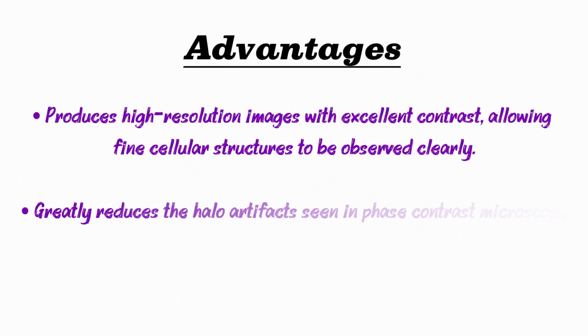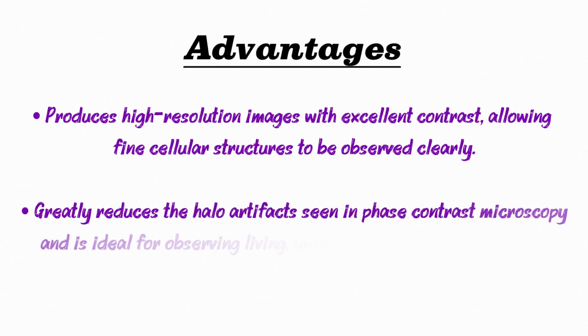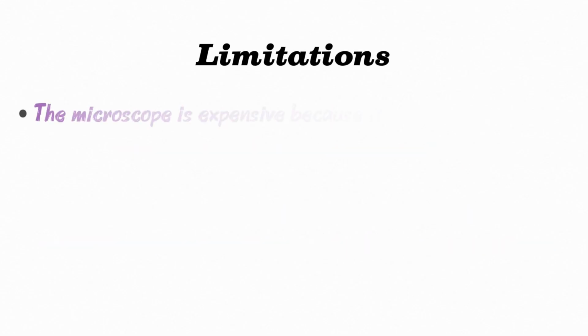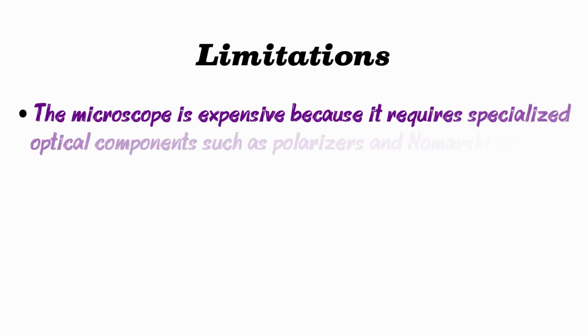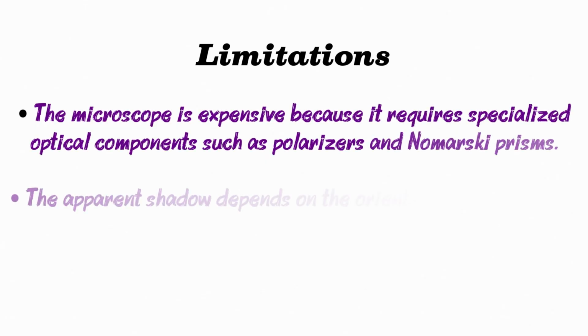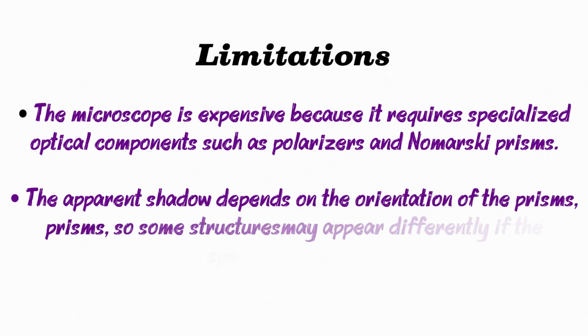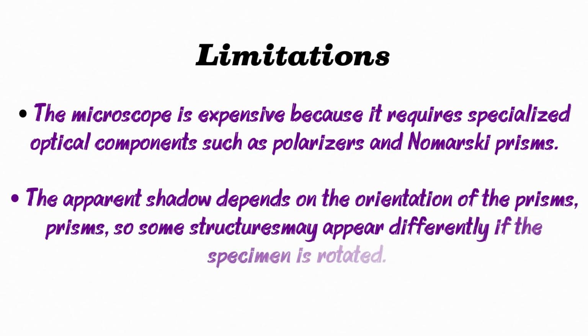It produces high-resolution images with excellent contrast, greatly reduces the halo artifacts seen in phase contrast microscopy, and is ideal for observing living, unstained transparent specimens. However, it also has some limitations. The microscope is expensive because it requires specialized optical components such as polarizers and Nomarski prisms. In addition, the apparent shadow depends on the orientation of the prisms, so some structures may appear differently if the specimen is rotated.